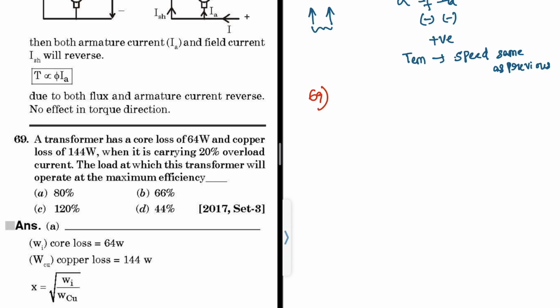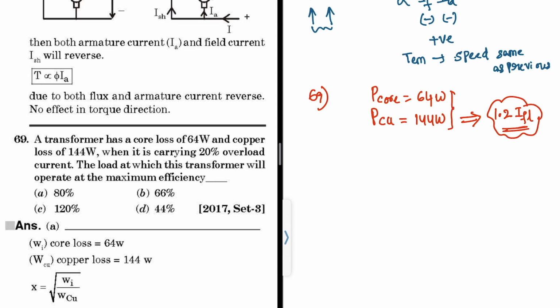Coming to question number 69. Okay, a transformer has a core loss of 64 watt. Okay, so copper loss is given as 144 watt when it is carrying 120% overload current, meaning it is given at 1.2 times of IFL. Okay, at this load, these two conditions are given.